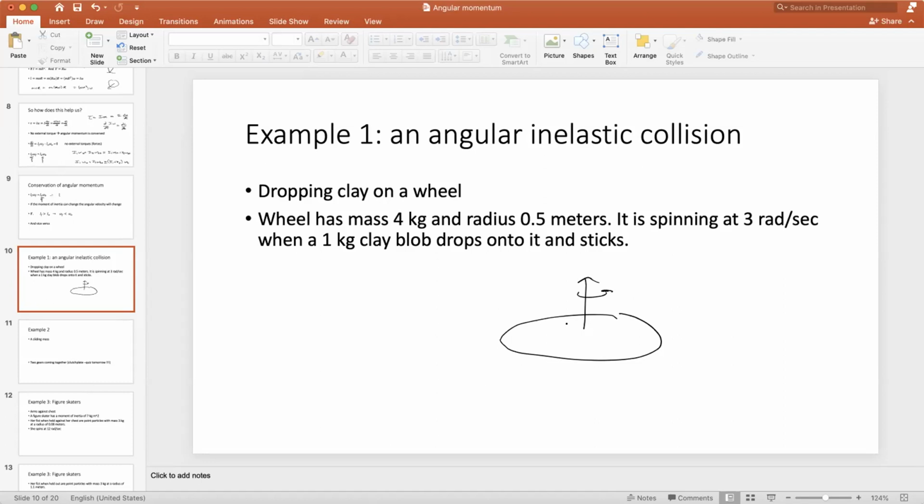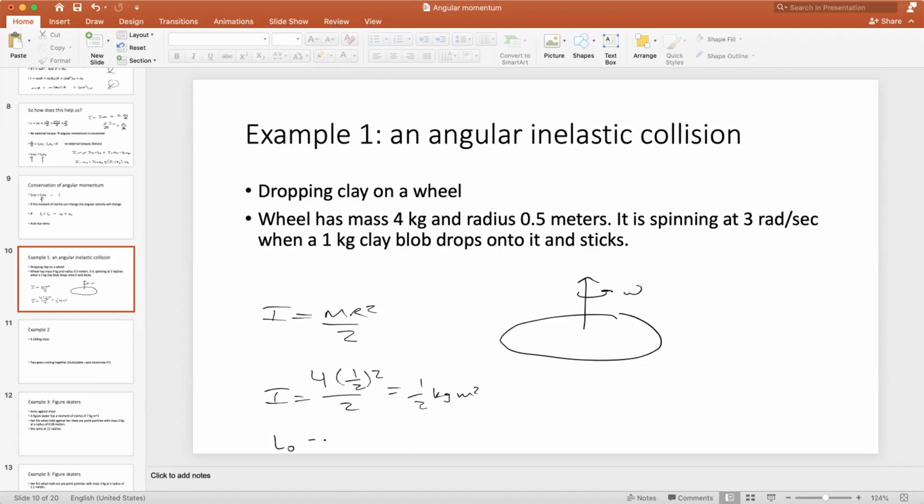Because it spins around, it's going to have a moment of inertia around that of mr squared over 2, okay? And this particular wheel is spinning with omega. And here we say it's 3 rads per second. So we can find this as 4 times a half squared over 2. This is our I. This would be 1/4. So this is a half kilogram meter squared.